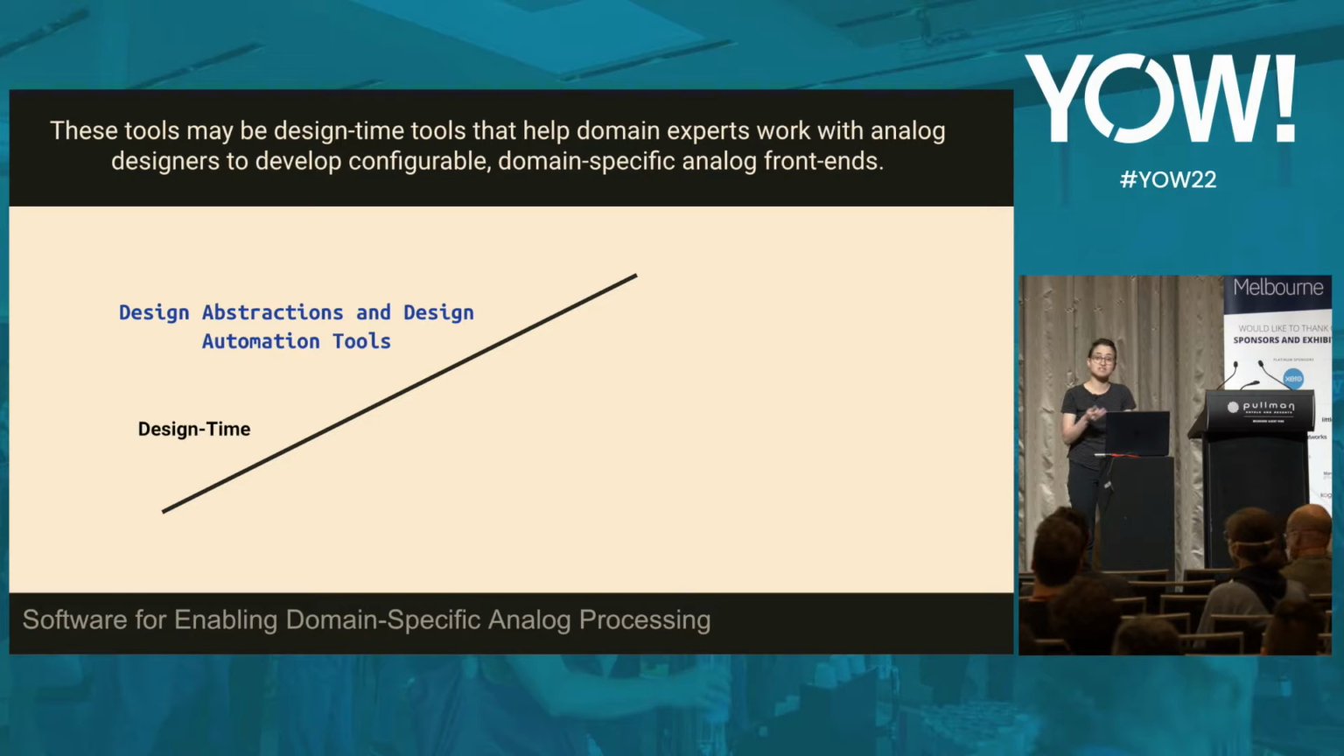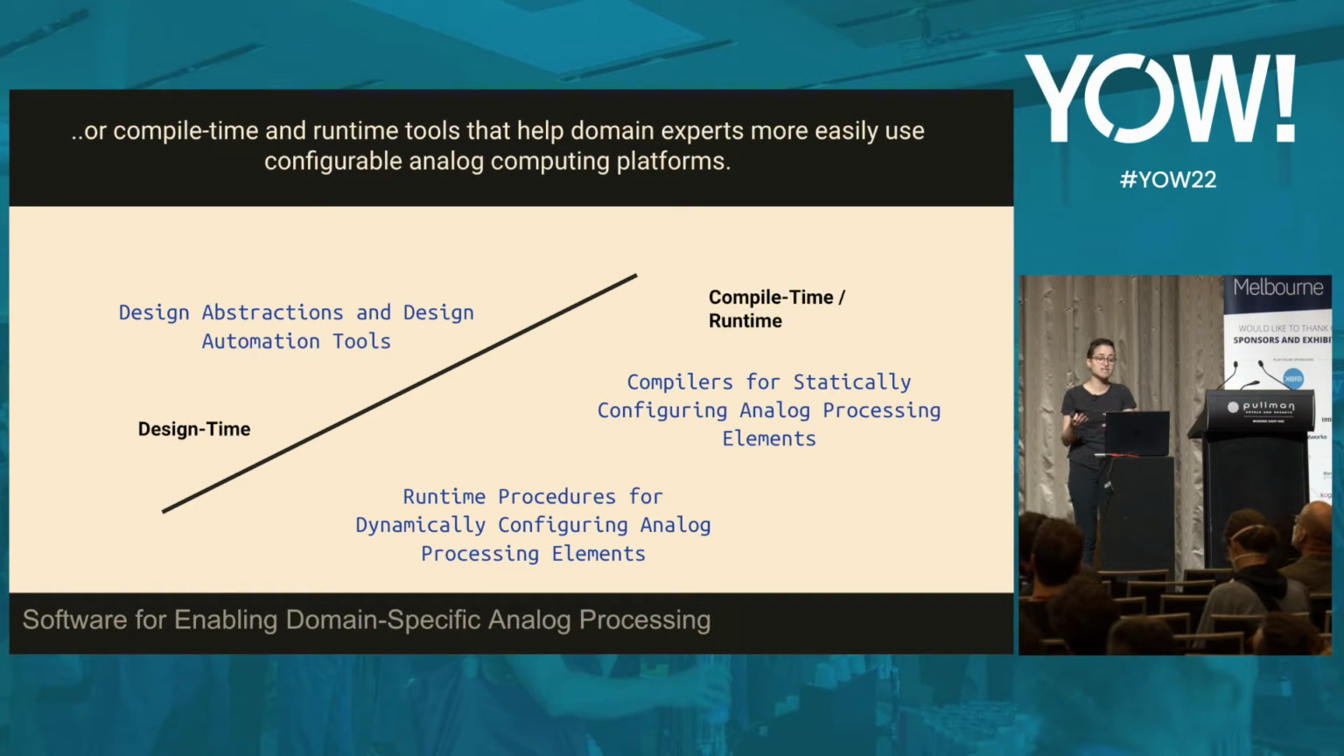And these might come in the form of design time tools that help domain experts work together with analog designers to develop reconfigurable front ends. Or they can come in the form of compile time and runtime tools that help domain experts more easily use configurable analog computing platforms. And we will actually be talking specifically today about a compile time tool that enables the more efficient use of a reconfigurable analog computing platform.